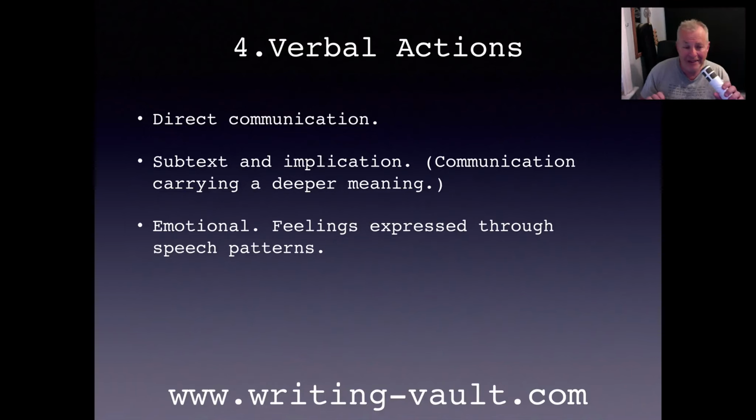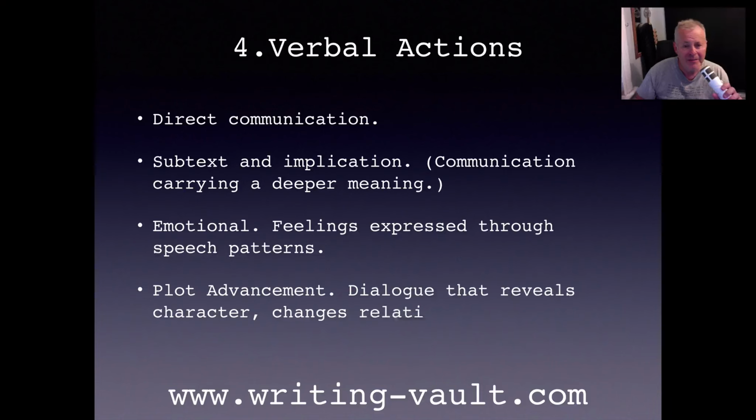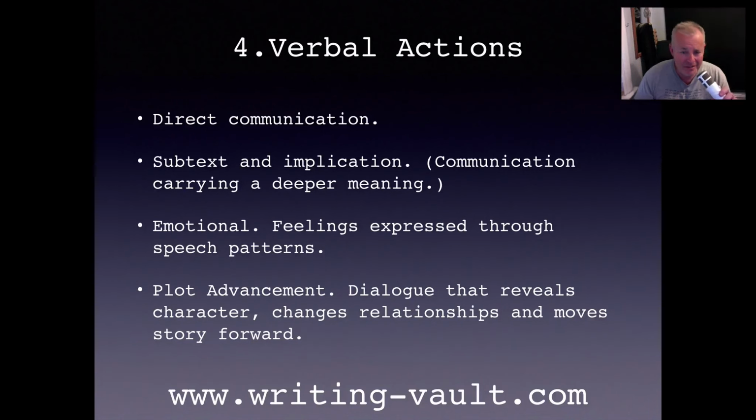So if you have a character say I love you, have something else be happening, so it's not just a straight oh I love you and it's all happy and sparkly rainbows and stuff. What you want is something else to be happening so that the dialogue has some subtext. And then finally, you can use dialogue that reveals character, changes relationships, move the story forward.